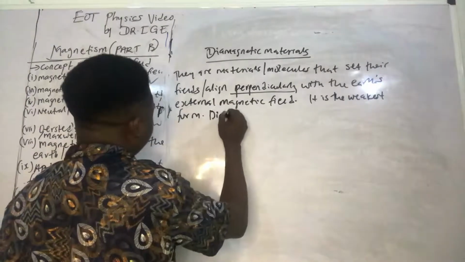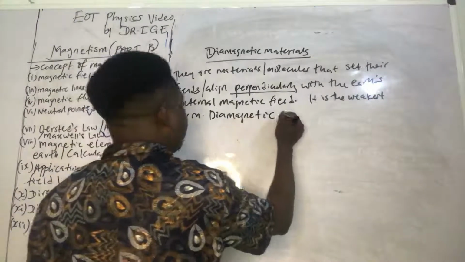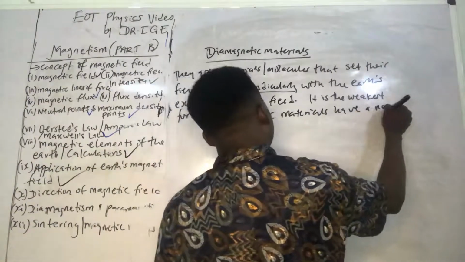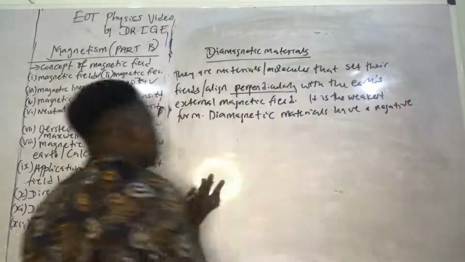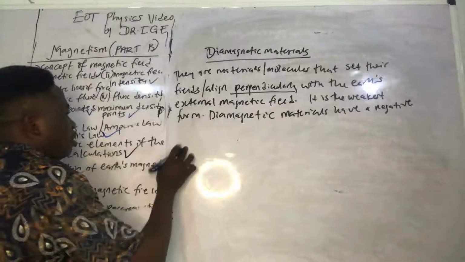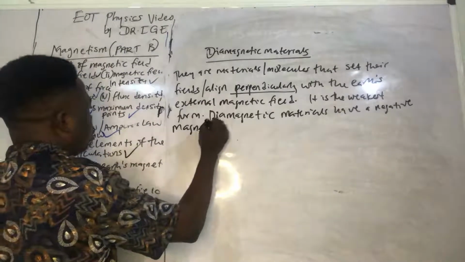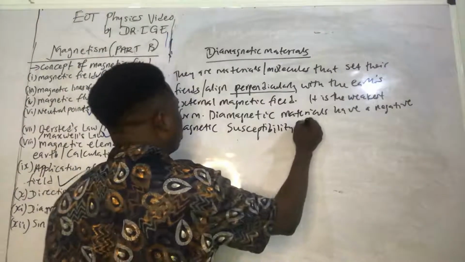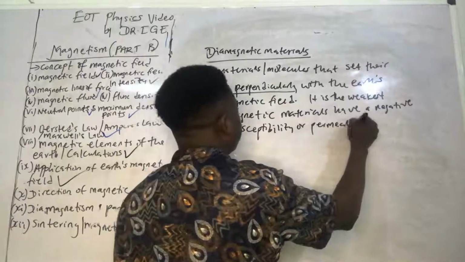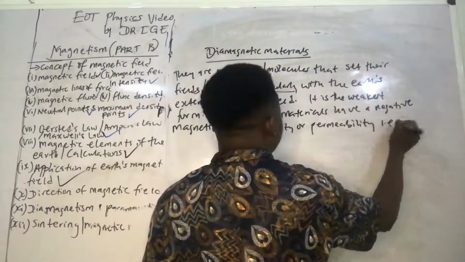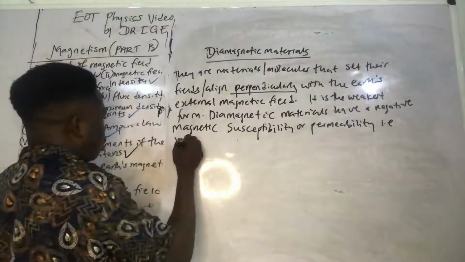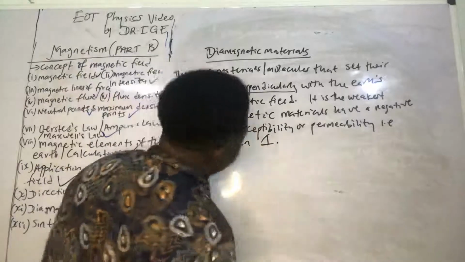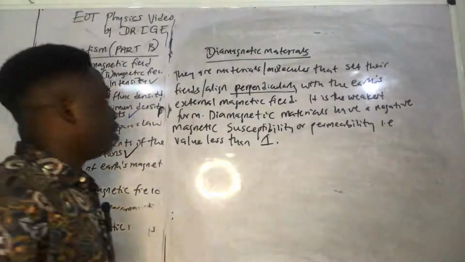And also there are magnetic materials that have a negative magnetic susceptibility or permeability, that is, a value less than 1. I want to explain this now, but it will take time, and we don't have that time. So I have also explained the magnetic material.